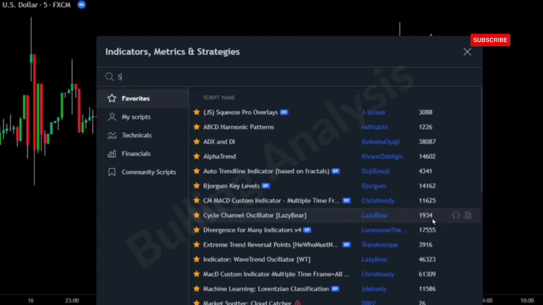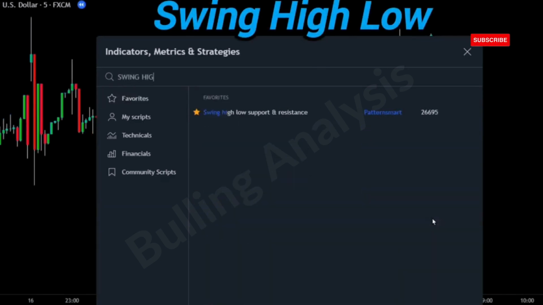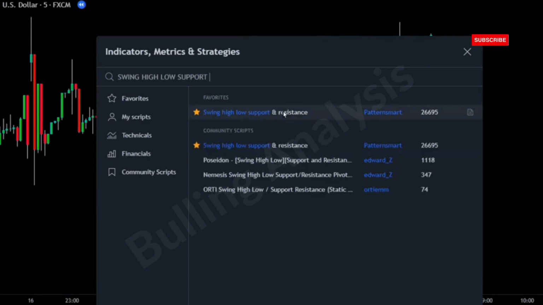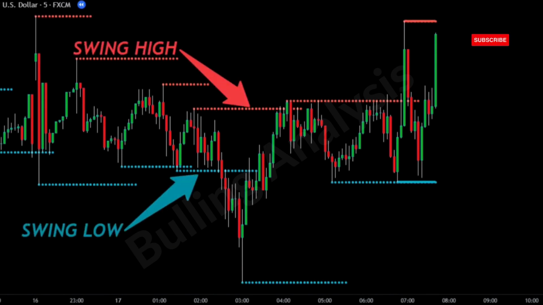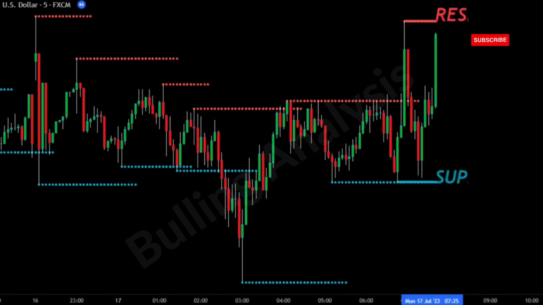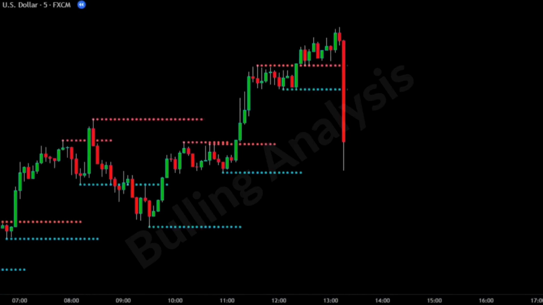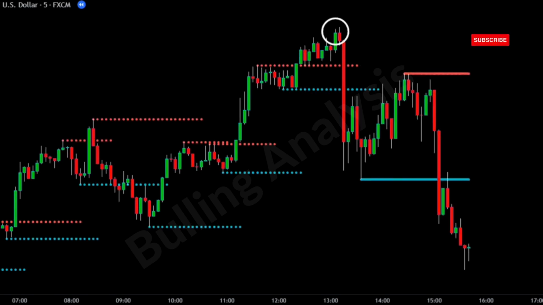In third place, search for the Swing High and Low Support and Resistance indicator by Pattern Smart. This indicator helps us spot important points on a chart called swing highs and lows. Traders use these points to find potential areas of support and resistance, which are crucial for setting up stop-loss and profit target orders. When the indicator fails to make a new swing high while the security's price reaches a new high, it's called a divergence, which may signal a trend reversal.